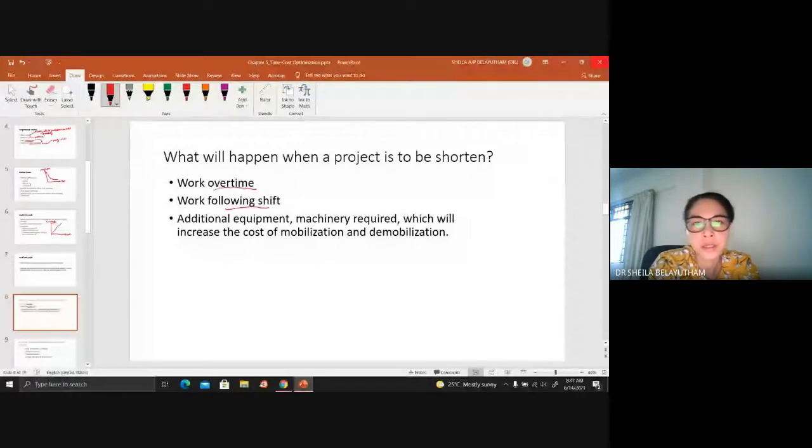These are basically short-term measures, just to get the project back on time and to ensure we complete on time. So overtime and following shifts. By doing that, you need to add on equipment and machinery, which will increase the cost of mobilization and also demobilization. So that is when a project is to be shortened.